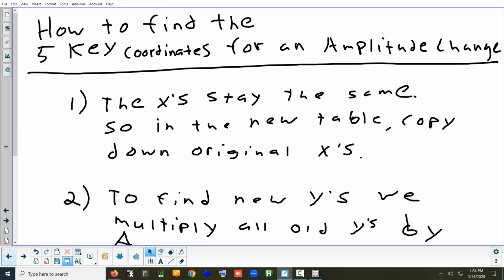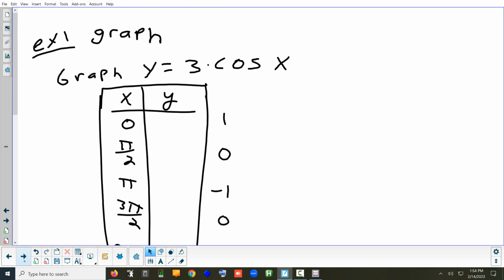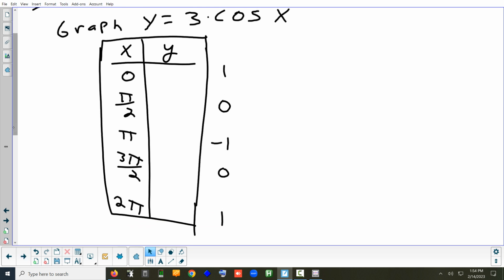Okay. And the directions say to find the new y values, multiply the old y values by the number in front. Okay. So, Kiana, what am I going to multiply the old y values by? 3. Yeah, good. So we'll multiply all the old y values by 3. All right. So Tony, what are my new y values going to be? 3, 0, negative 3, 0, 3. Yep. So those are my new y values. Okay. Questions on the table?